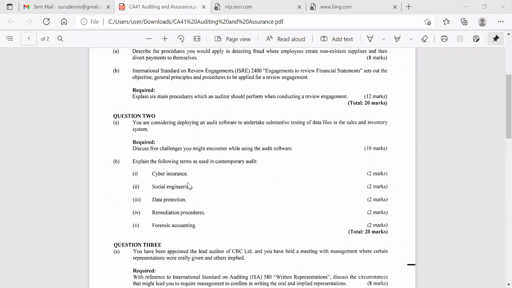cyber insurance. So basically, this is insurance that protects against some of the damages that can be caused as a result of a cyber attack. Tuko pamoja?